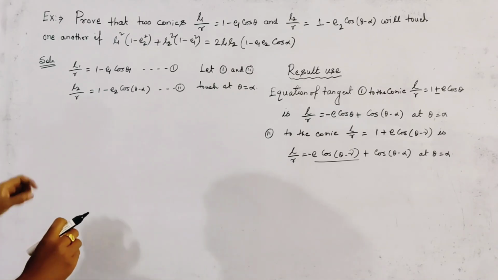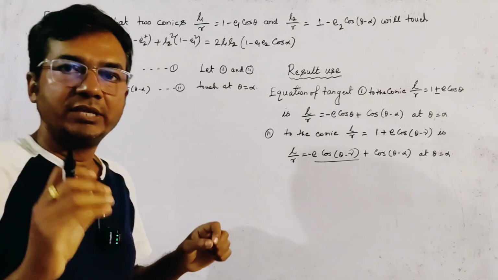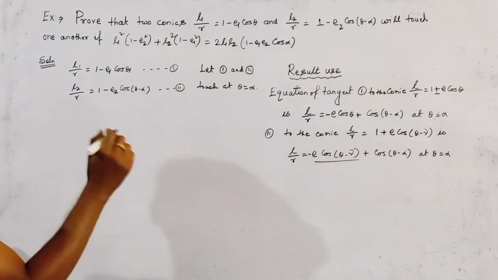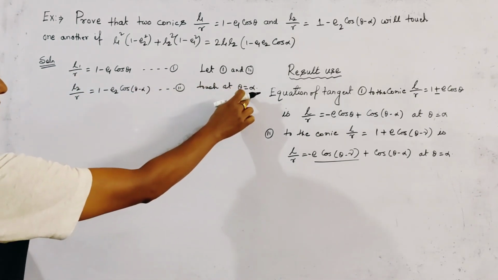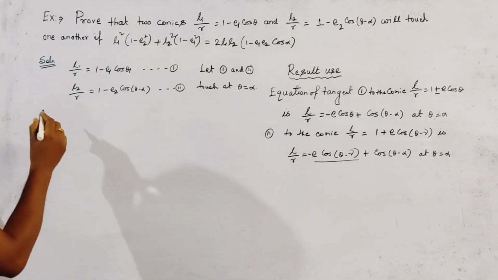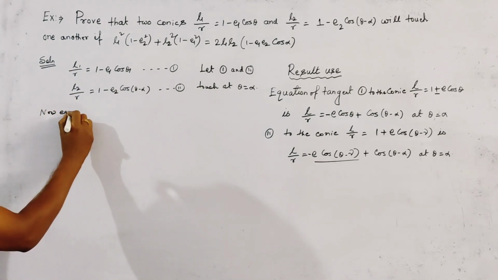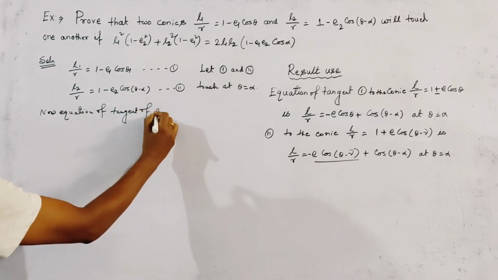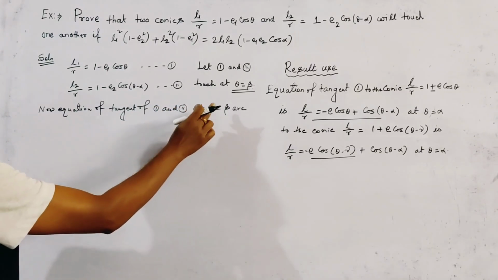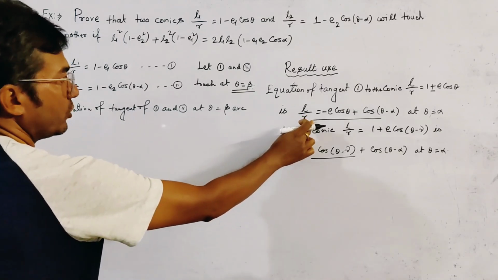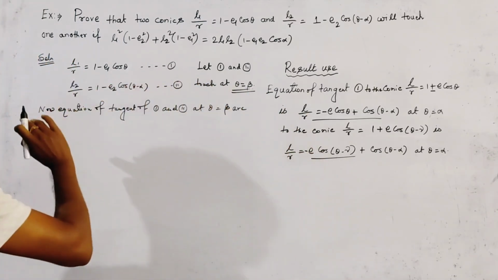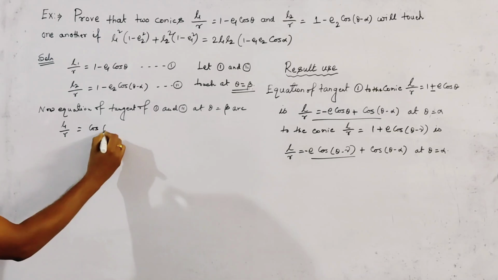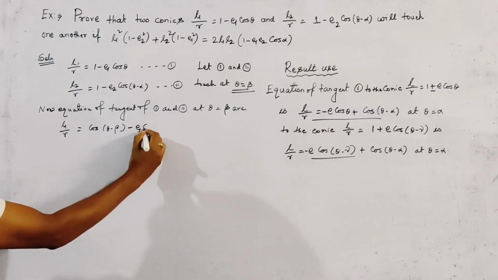Since the two conics touch at theta equal to alpha, the equations of tangent at theta equal to alpha of the two conics are identical. So we write the equation of tangent of 1 and of 2 at the point theta equal to beta. We use the first relation for the first tangent and the second relation for the second tangent, and get the equation of tangent as L1 by R equal to cos of theta minus beta minus E1 cos theta.